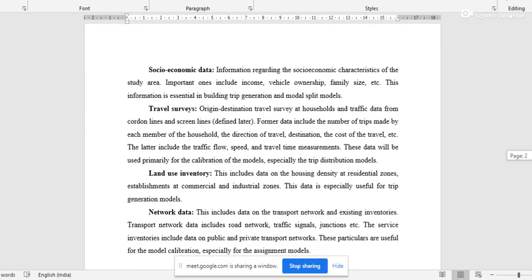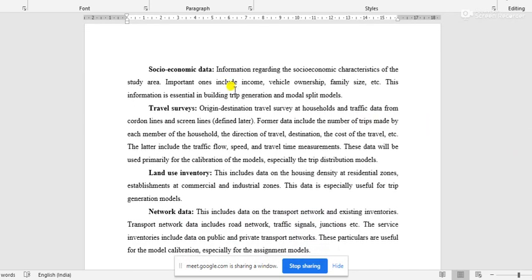Now these are the data you will have to collect. Socioeconomic characteristics of that area come under the head of socioeconomic data. That means income of the people in that area. Vehicle ownership means which kinds of vehicles are used by the people living in that area.